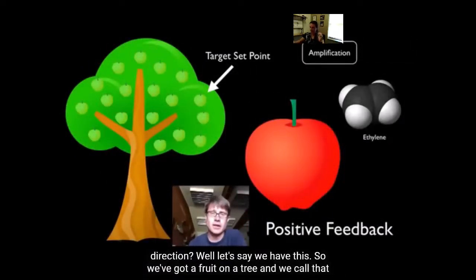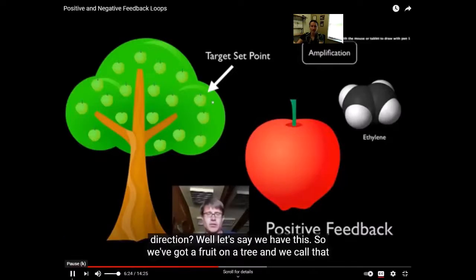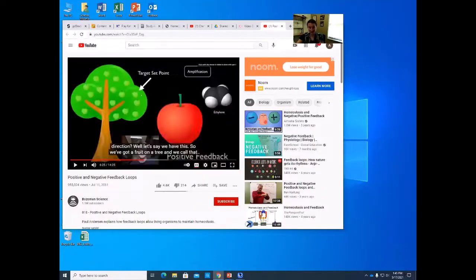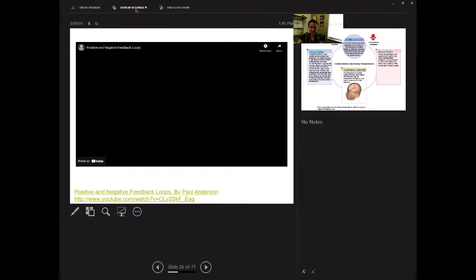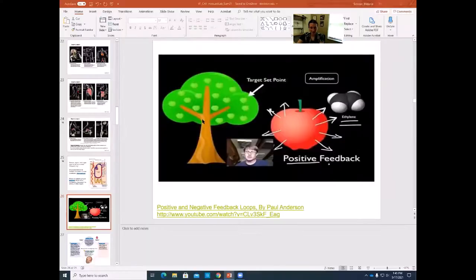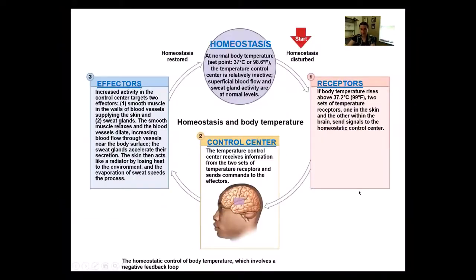Well, let's say we have this. So we've got a fruit on a tree. Okay, and while this is fascinating, we're not going to talk about plants. Instead, let's go back to our human example here and build on what Paul Anderson is talking about.